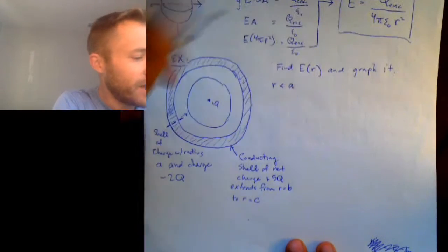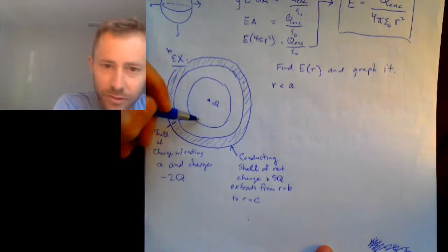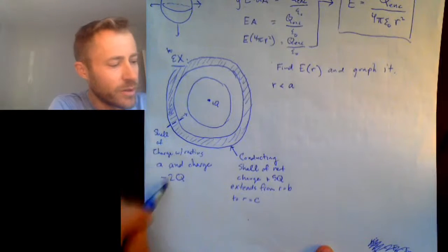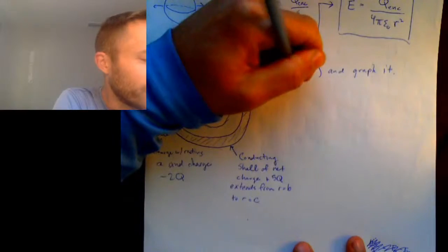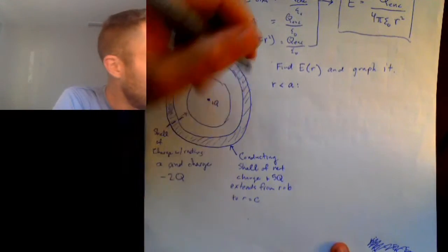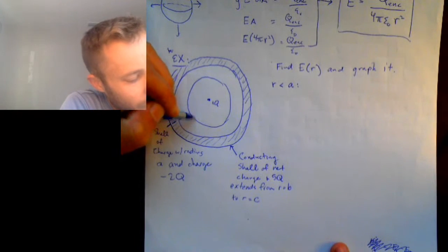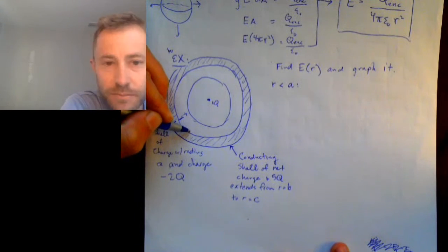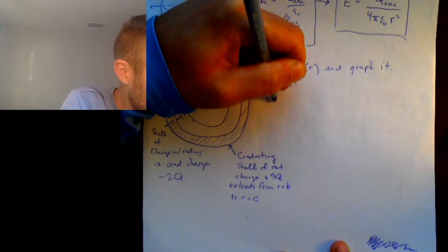R less than A. So that is the region in between the central charge and this first spherical shell of charge with an amount negative 2q. Okay, so that is the first region. The second region is the region in between this shell of charge and the conducting shell. So that is R between A and B.